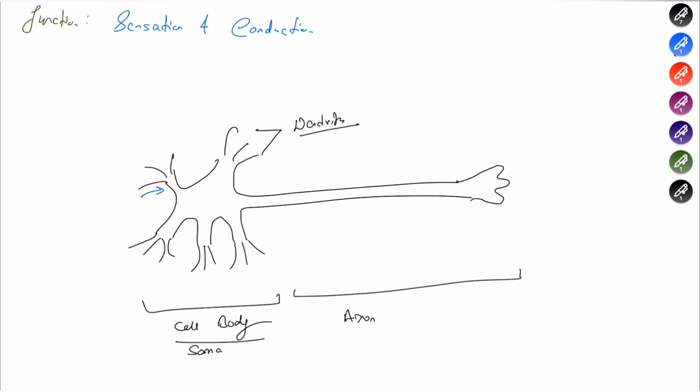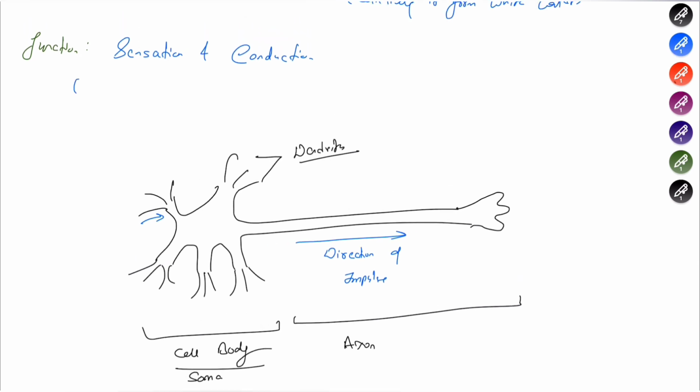So the direction of impulse is towards the cell body in dendrites and away from the cell body in axon.